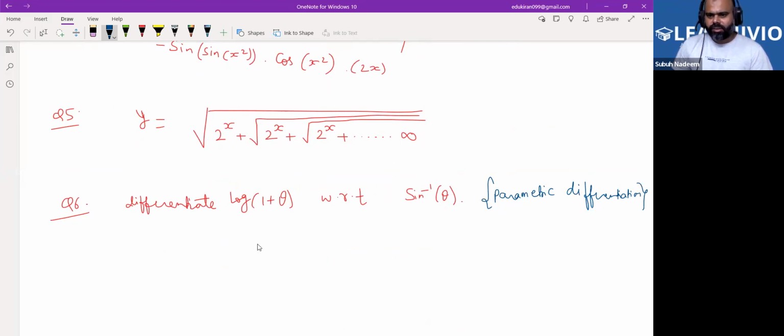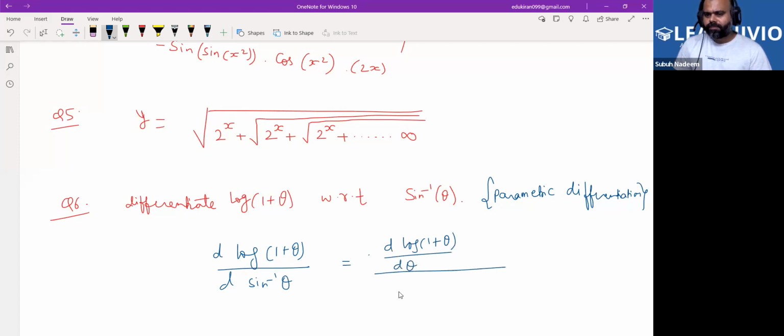Sixth one is parametric. That means it is saying that differentiate log of 1 plus theta with respect to sine inverse theta. So what you will do, you will differentiate log of 1 plus theta with respect to theta and sine inverse theta with respect to theta, and then divide them. So this is sixth, and fifth you have to think a little bit. Let's try.